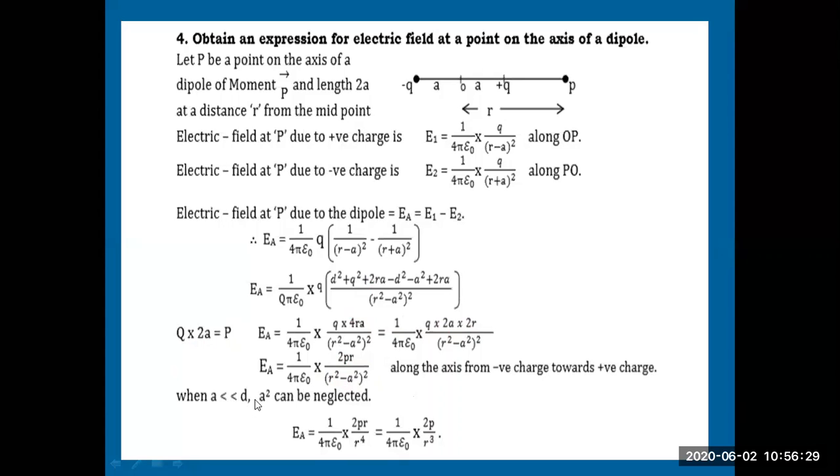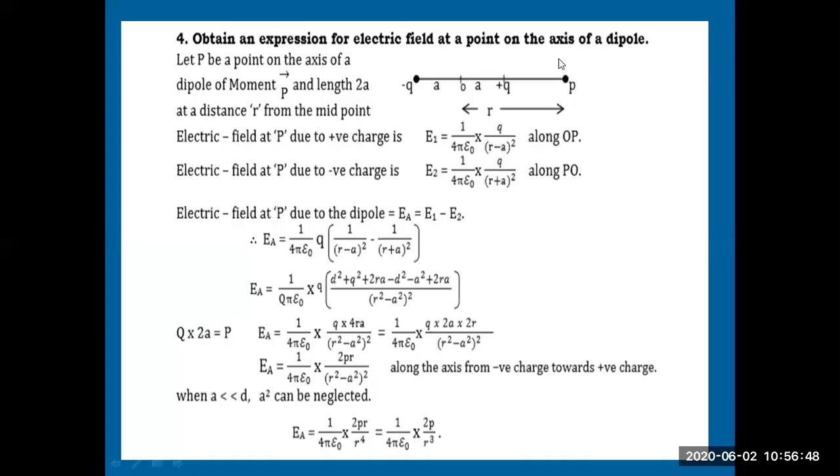If you neglect A square term, then E will be 1 by 4 pi epsilon naught 2PR divided by R to the power of 4. How you're getting that is R square the whole square will give you R to the power of 4. A square is neglected because we are going to consider A to be very less than the distance. Then 2PR divided by R to the power of 4. You can cancel R and R to the power of 4. So we will get 1 divided by 4 pi epsilon naught 2P divided by R cube. So this can be the final expression.